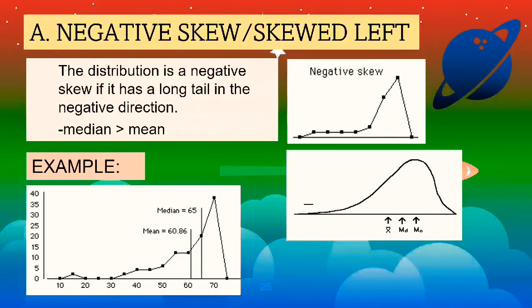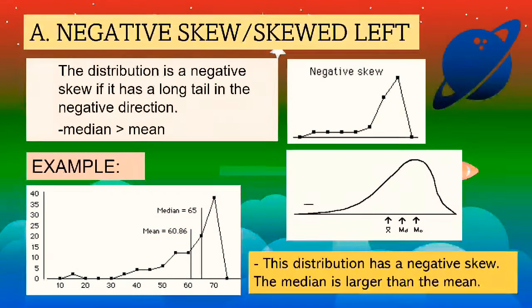So considering this example, here the value of the median is larger than the value of the mean. Therefore, this distribution has a negative skew. Note that the median is larger than the mean.